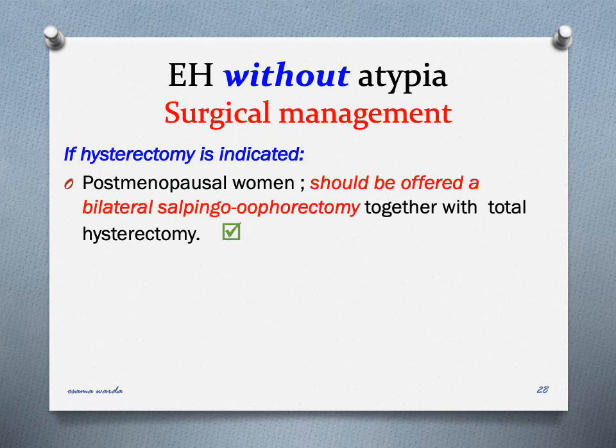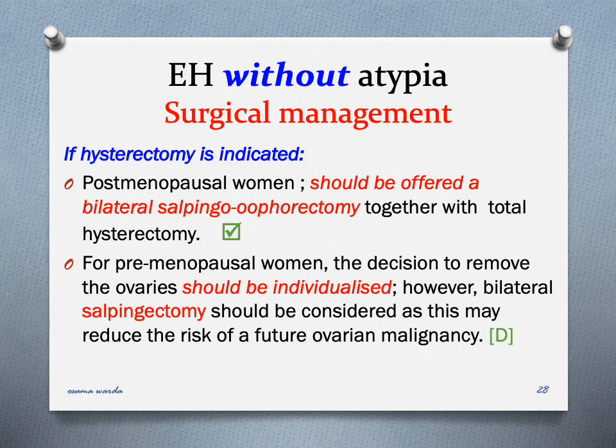If hysterectomy is indicated, postmenopausal women should be offered a bilateral salpingo-oophorectomy together with total hysterectomy. These are the postmenopausal women. For premenopausal women, the decision to remove the ovaries should be individualized. However, bilateral salpingectomy should be considered, as this may reduce the risk of future ovarian cancer, depending on the recent theory that most epithelial ovarian cancers develop from the fimbrial end of the ipsilateral tubes.